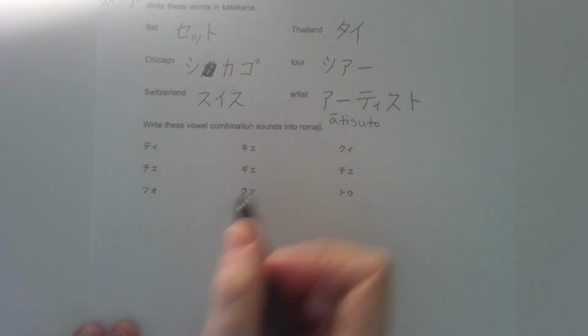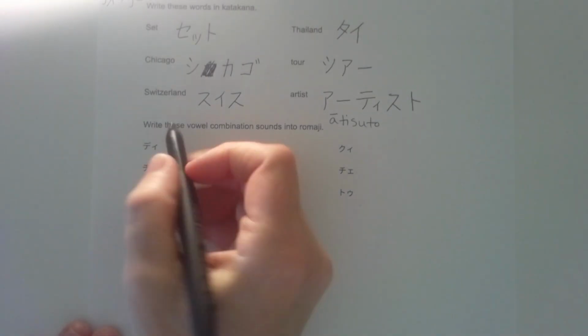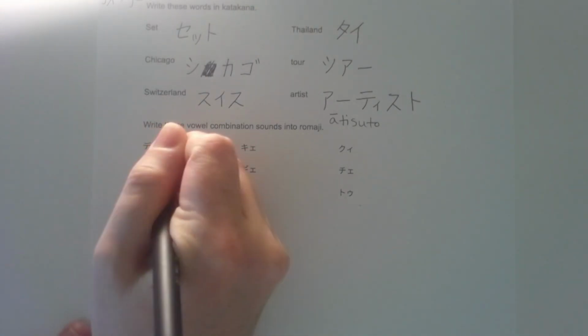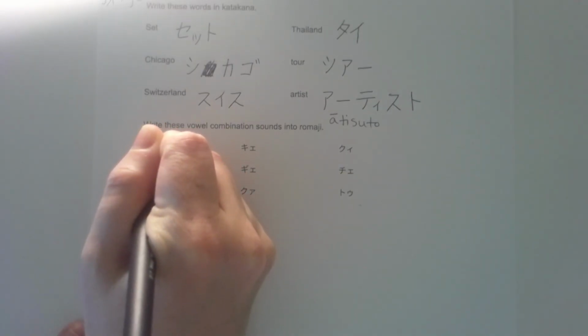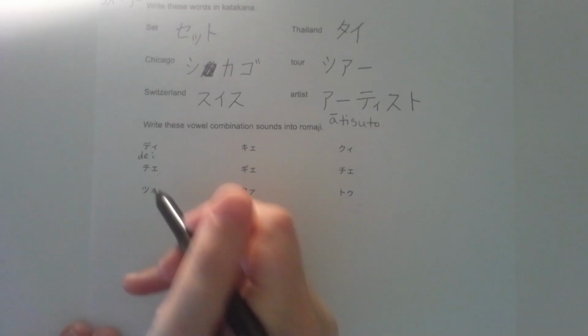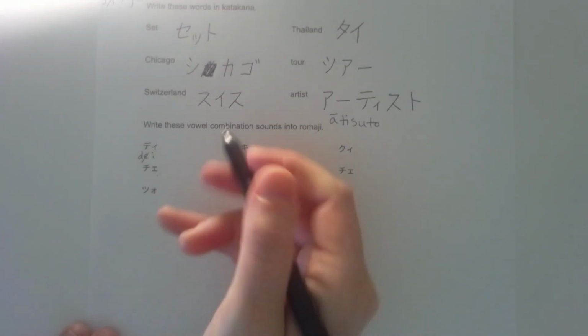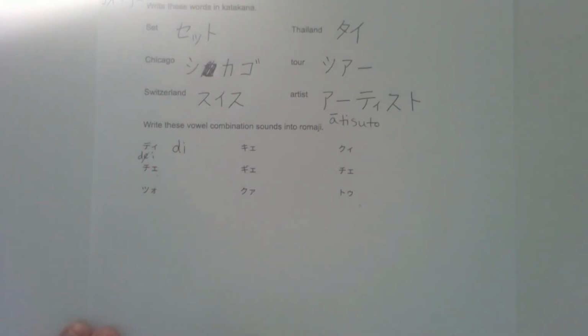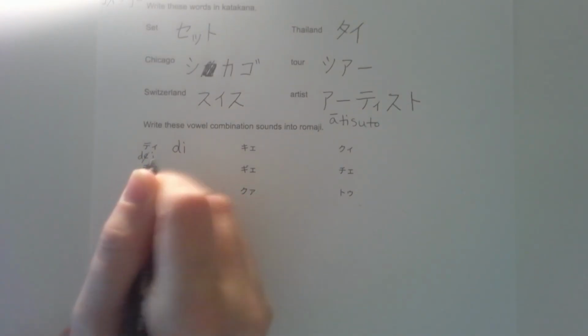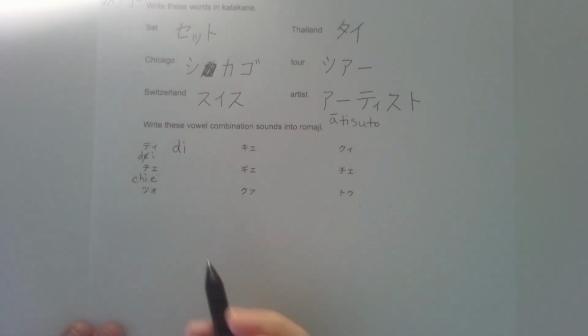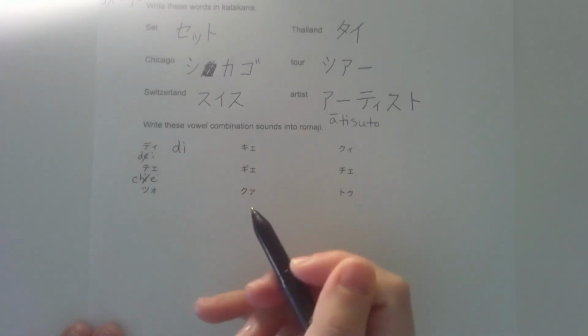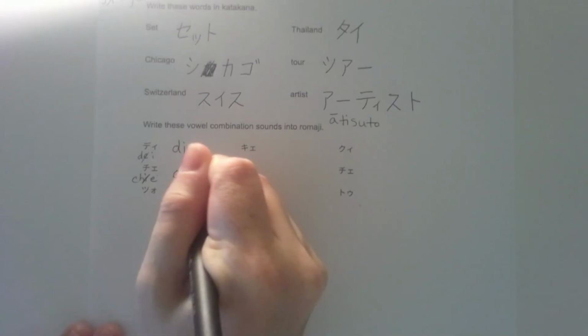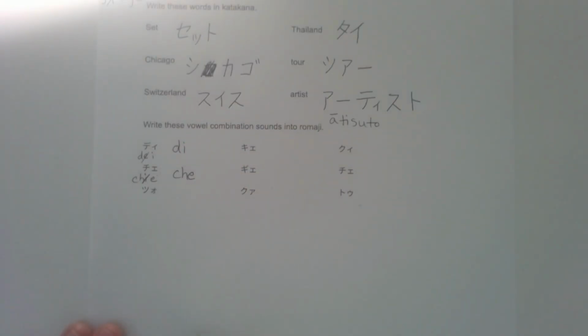Okay, so we have a de, but we have the small e character here. We're going to get rid of the small e and make de. So these aren't words, these are just sounds. Here we have a chi plus a small e. Get rid of the i, so it's che. Chi and e make che.